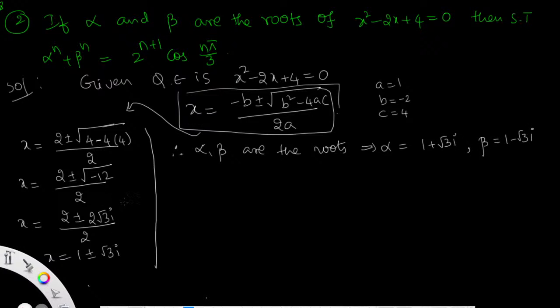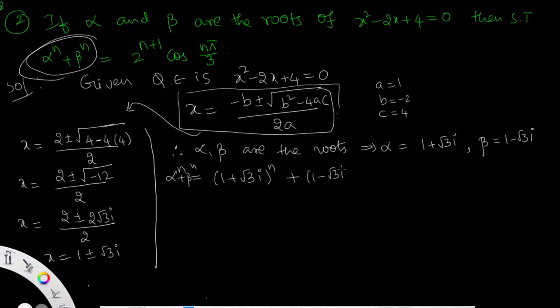Next, in the LHS part, alpha power n plus beta power n is given. That is why we take alpha power n first, that is 1 plus root 3i whole to the power of n, and plus beta power n, that is 1 minus root 3i whole to the power of n. We have to find this value. So for this value, what should we have to do?